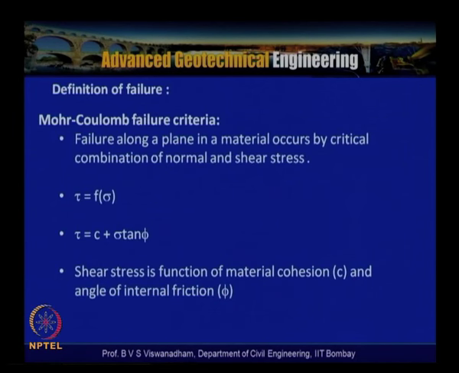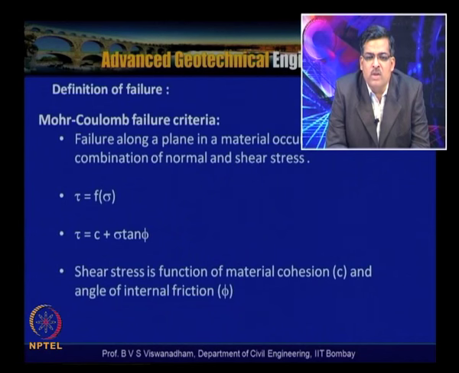Now, the definition of failure, when we further connect ourselves to the friction and interlocking concept. In order to connect that, let us look into the definition of failure. Failure along a plane in a material occurs by a critical combination of normal and shear stress, that is when tau is equal to a function of sigma, and tau is equal to C plus sigma tan phi. The shear strength is a function of material cohesion, or a soil's inherent strength, and an angle of internal friction. This internal friction can be due to sliding friction between two particles, and also due to interlocking, when one particle gets locked into another, and this depends upon the shape of the particles, like angularity, and the size of the particles.